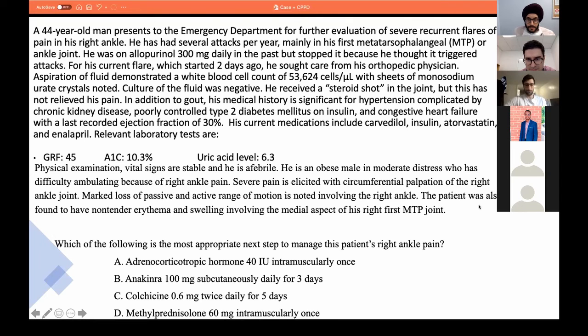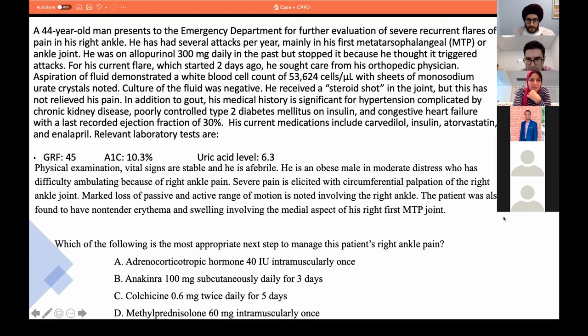Not colchicine because of the CKD that the patient has, and methylprednisolone just once is not going to be enough to control the inflammation and the gout flare he had. So I think anakinra is the appropriate anti-inflammatory for his flare at this point.